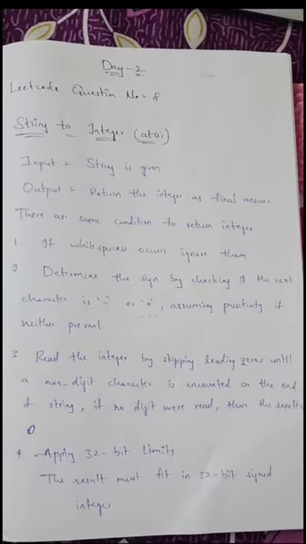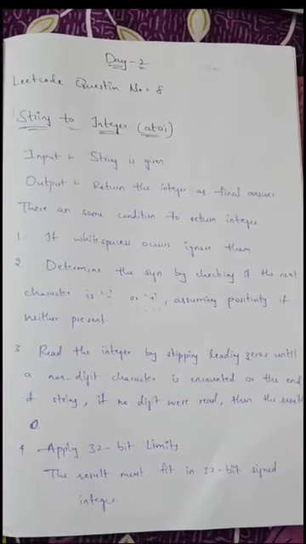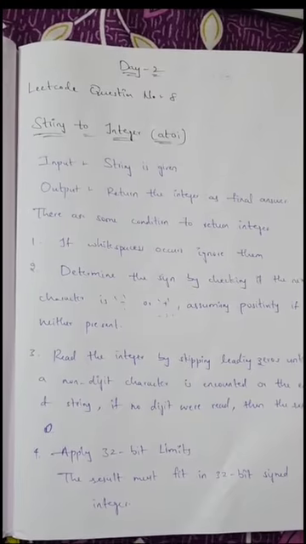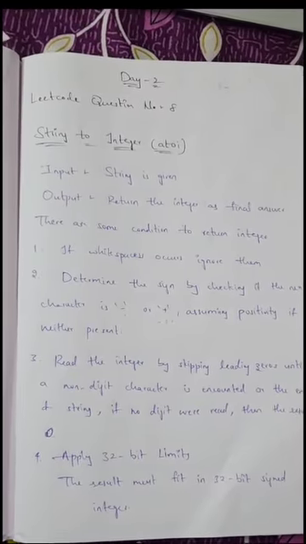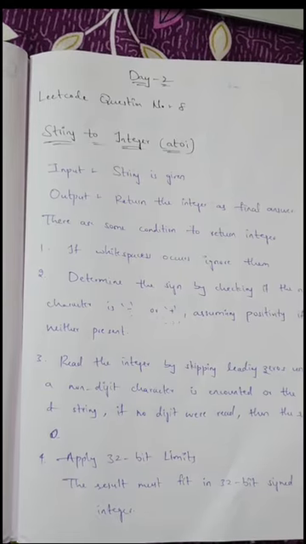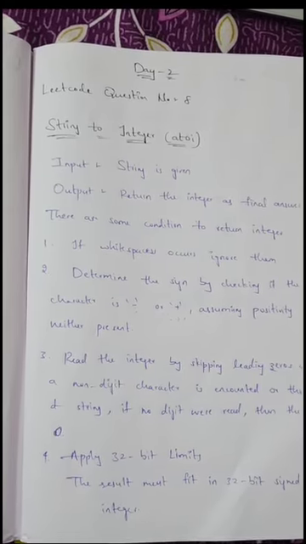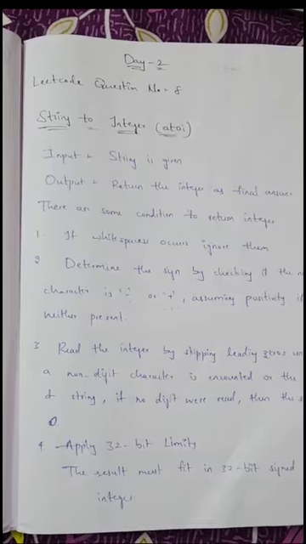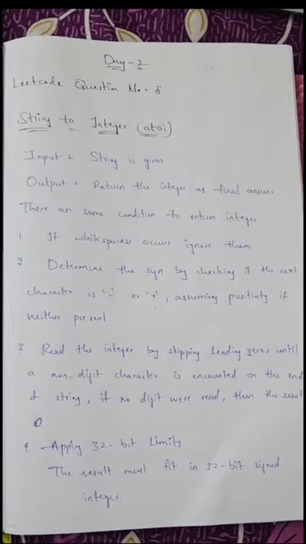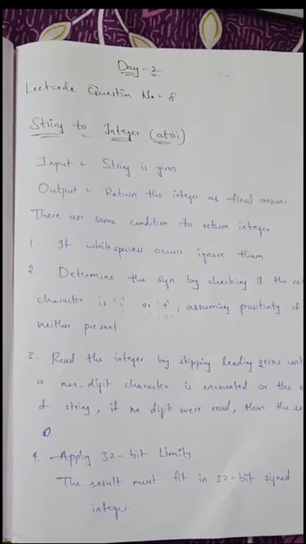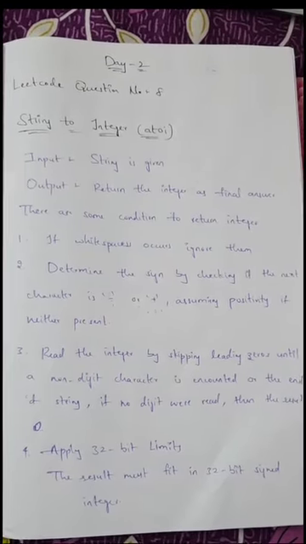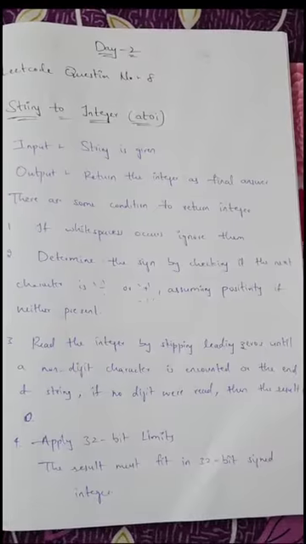If the string contains continuous zeros till the end of the string, we need to ignore them. If the string contains only zeros, we need to return 0 directly. And if it has zeros and then the next character is a digit, we need to skip those leading zeros until a non-digit character is encountered.